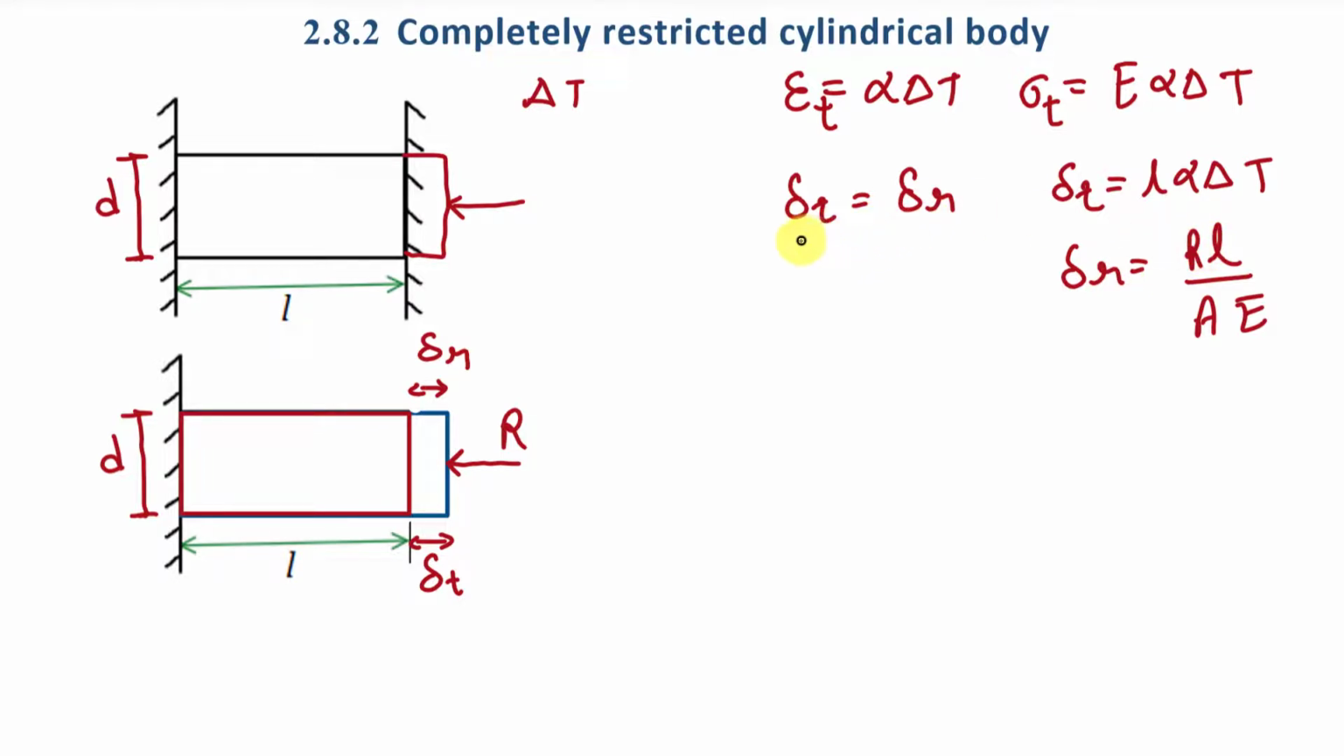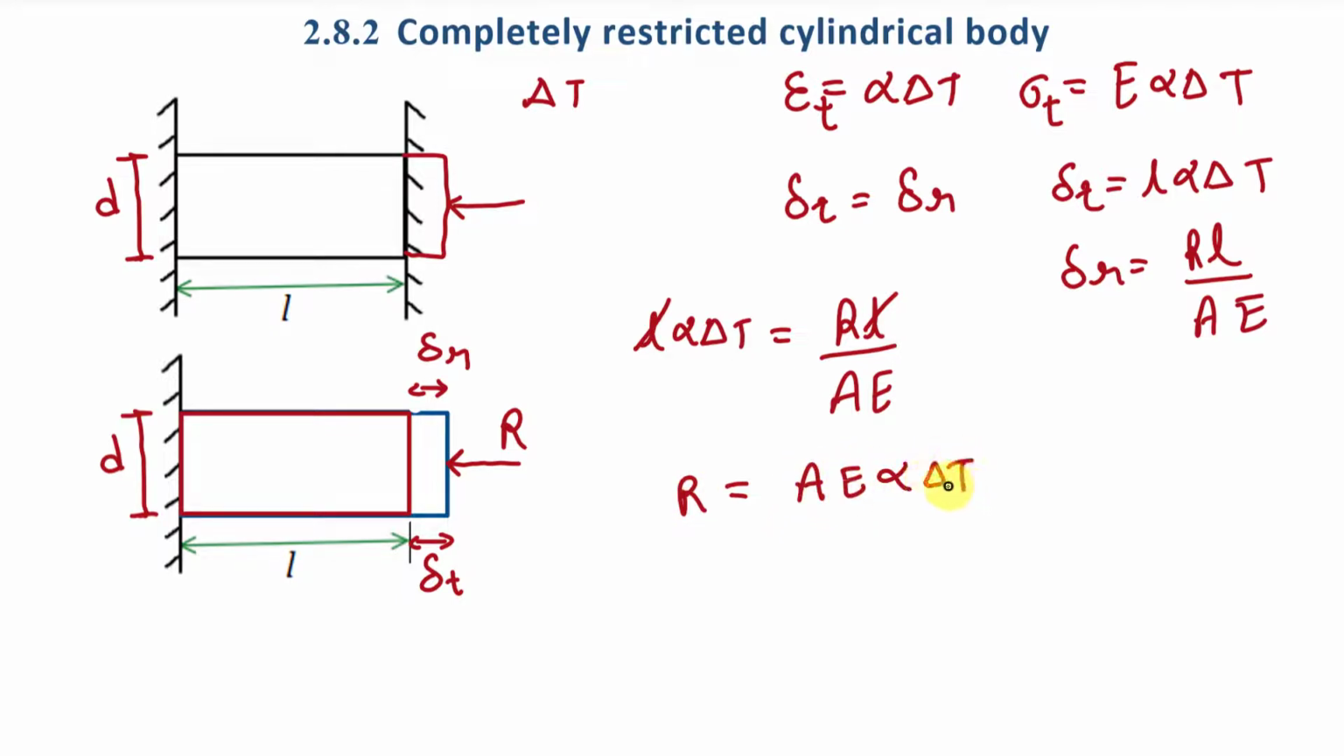So from here we can write that delta T, that is L alpha delta T, is equal to delta R, that is RL by AE. Here this L will cancel out, and we can find the value of R, that is the value of reaction. So the value of R will be equal to AE alpha delta T. So if it is asked to find the value of reaction at the end, we can find it by this method.